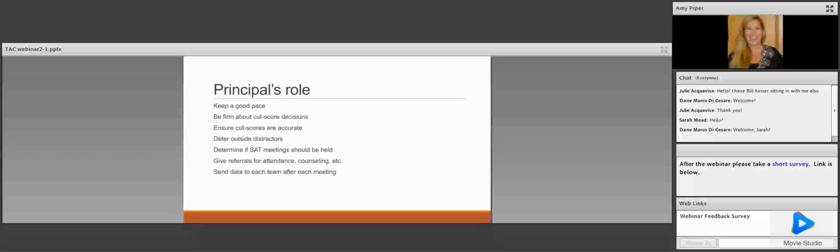Really, the principal needs to be firm about cut score decisions because we're using that data to drive instruction, and every child has the same measures. So we can't be wishy-washy because otherwise we'll end up with more kids in tier 3 or tier 2 that really don't belong there. Really, the principal's role is to ensure those cut scores are accurate too, that they're not too out of line. Principal really needs to deter outside distractors. So if things are coming up, like to talk about parents being divorced or whatever it happens to be, that's not what we're talking about here. We're just talking about the data.